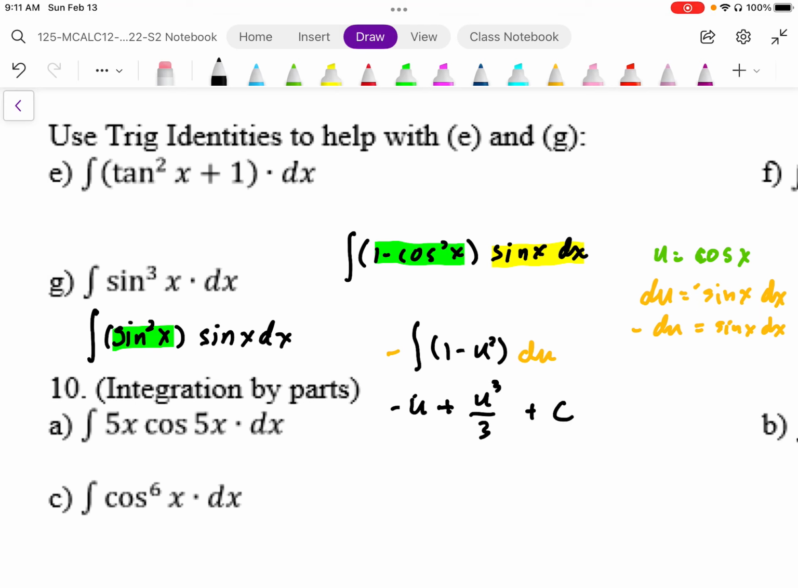So now I can do my substitution back in, so I end up with negative cosine x plus cosine x all cubed all over 3, and then plus c, and this represents the integral of sine cubed.